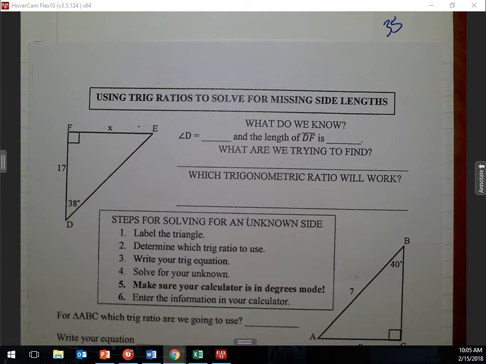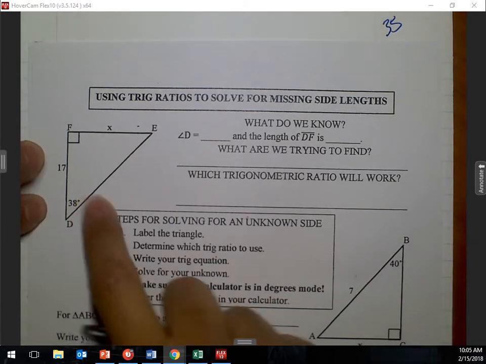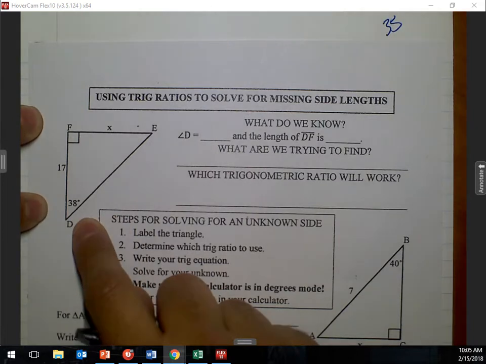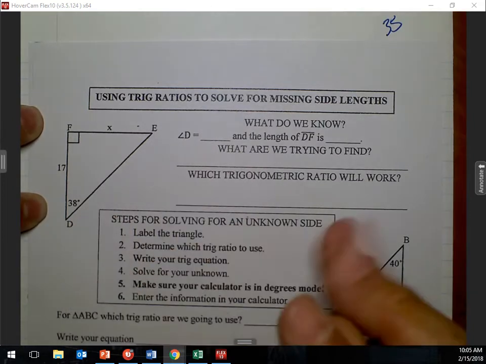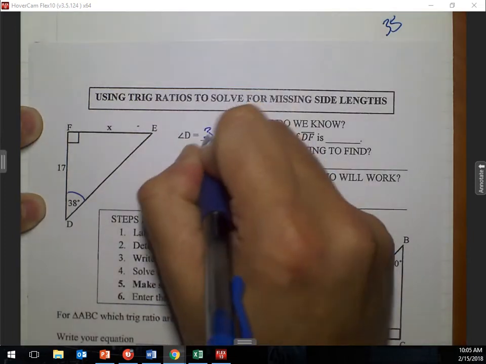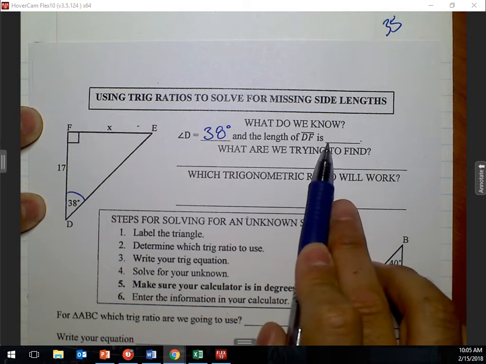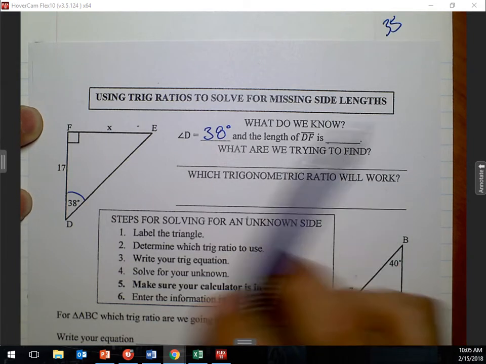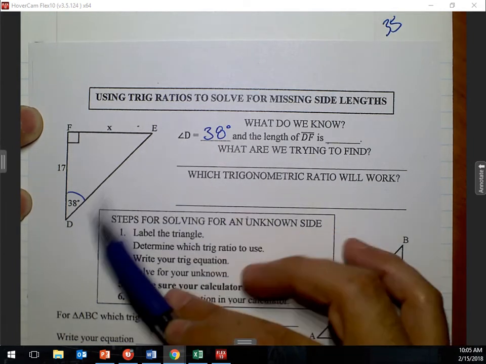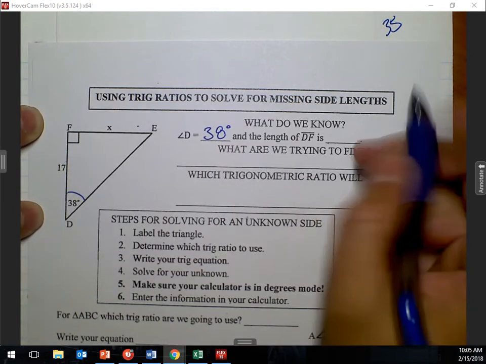Okay, so let's take a look at what I have here. From this right here, angle D is what? 38, right? So angle D is my reference angle. What is the length of DF? DF is right here. So that's going to be 17.